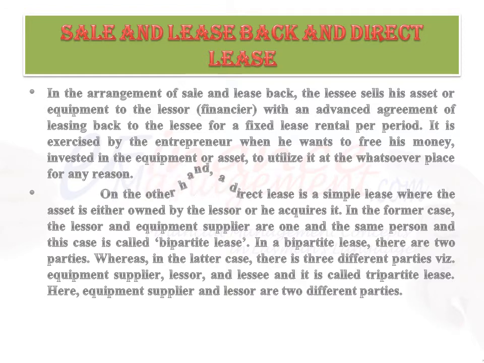On the other hand, a direct lease is a simple lease where the asset is either owned by the lessor or he acquires it. In the former case, the lessor and equipment supplier are one and the same person, and this case is called bipartite lease. In a bipartite lease, there are two parties. Whereas, in the latter case, there are three different parties, viz. equipment supplier, lessor, and lessee, and it is called tripartite lease. Here, equipment supplier and lessor are two different parties.